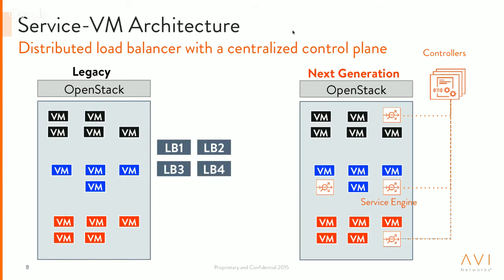Okay, so let me tell you a little bit about the architecture of our application. This is kind of a legacy way that load balancers work. You have load balancers on the side. Typically, this is the model that I was calling alongside OpenStack. You have the main OpenStack, and then you have the traditional box-based load balancers sitting on the side. There you have to manage them separately, and you are not leveraging any of the OpenStack APIs to manage those. In contrast, the service VM architecture is basically a distributed load balancer with a centralized control plane.